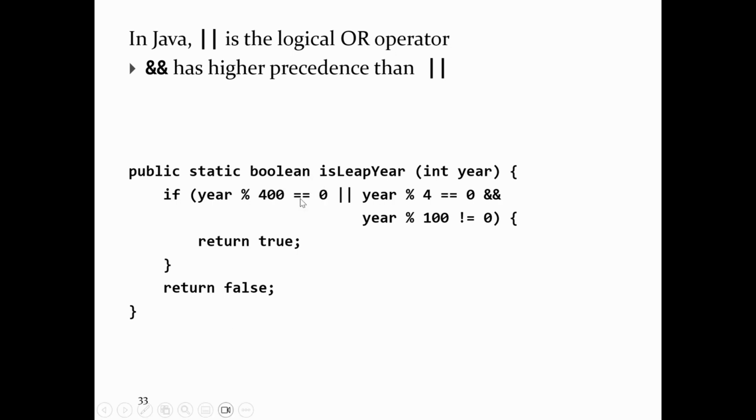Okay, so this little method here determines whether or not a year is a leap year. A year is a leap year if it's evenly divisible by 400. But it's also a leap year if it's evenly divisible by 4, but not evenly divisible by 100. So 2100 is not a leap year. It's divisible by 4, but it's also divisible by 100, and it's not divisible by 400.